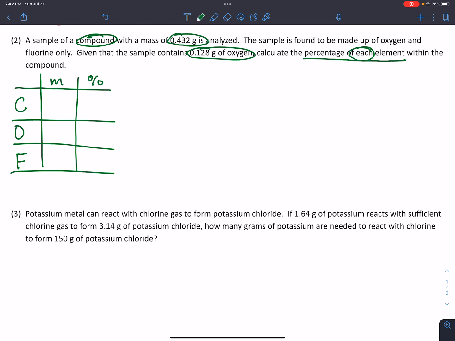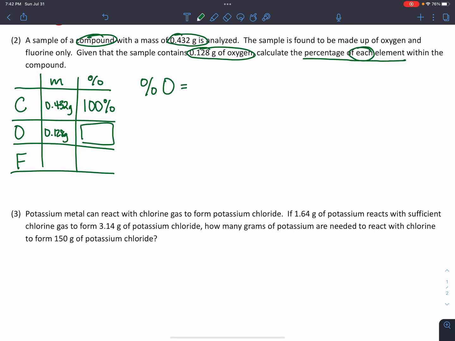Well, I have 0.432 grams for the amount of the compound and 0.128 grams for the amount of oxygen, and I know that the percentage for the compound will always be 100%. So I have these numbers already. If I look at this table, I can figure out the percentage of oxygen, because I know the amount of the whole, I know the amount of the part of oxygen, so I can use those values in my formula to find that percentage of oxygen.